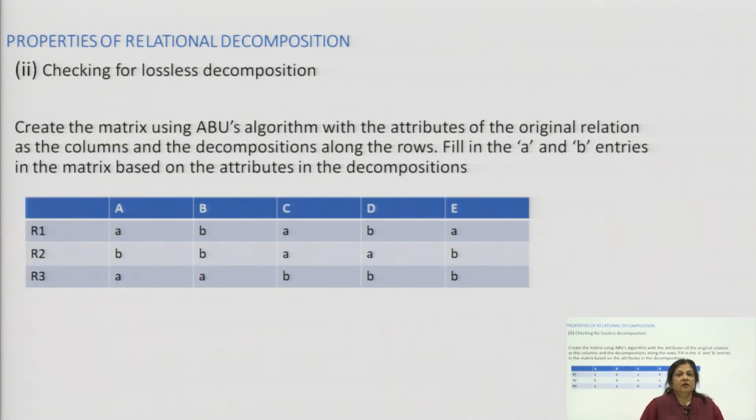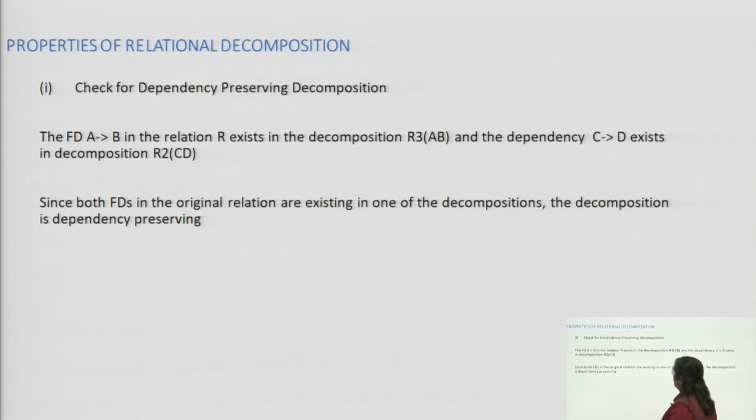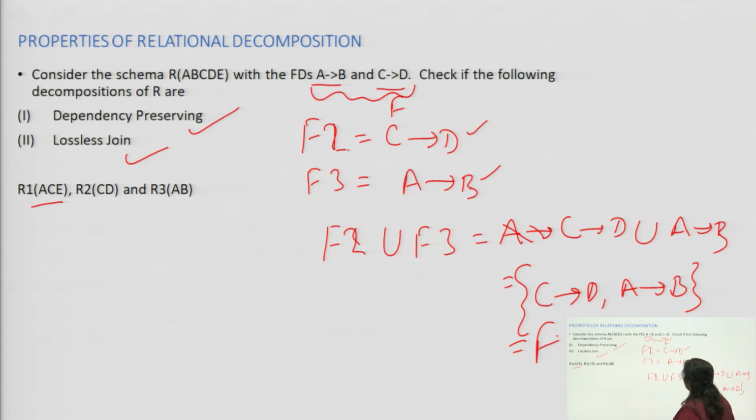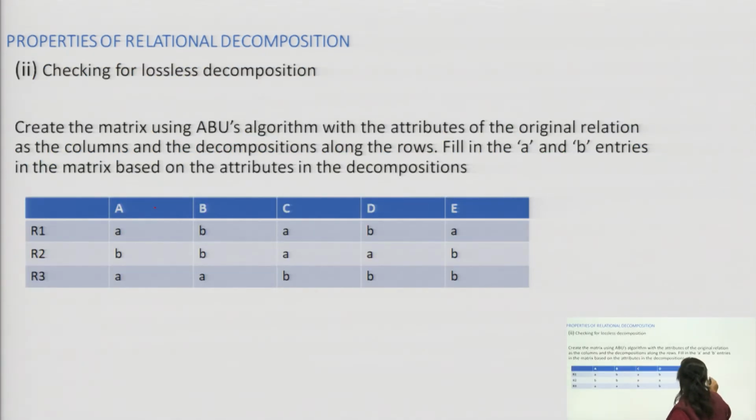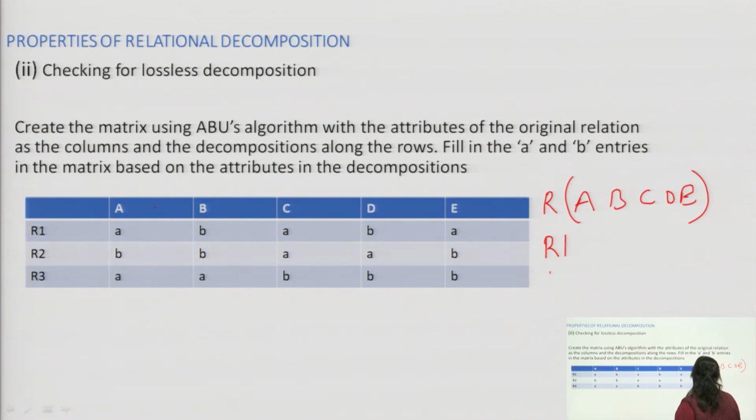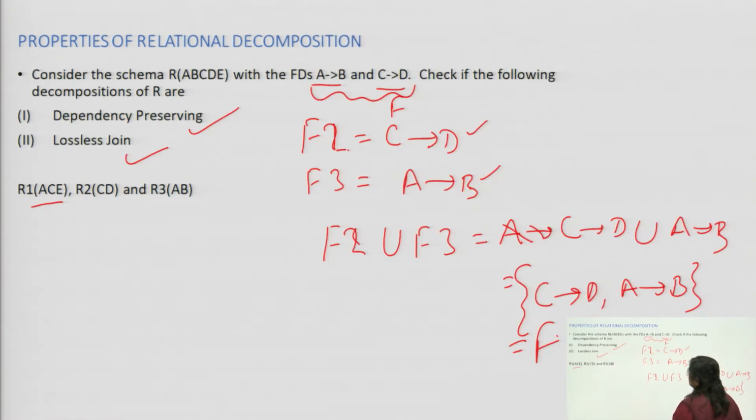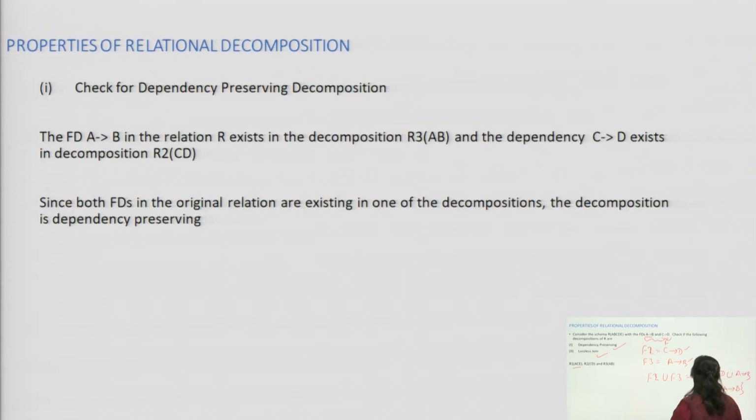Now, what do we do for the lossless decomposition using the Aho's algorithm? All the attributes that are present in the given relation. What was the given relation? Let me quickly write it down for you. A, B, C, D, E was my given relation. The decompositions were A, C, E, C, D and A, B.